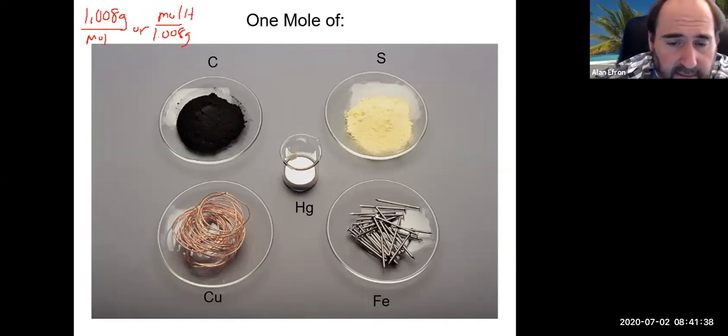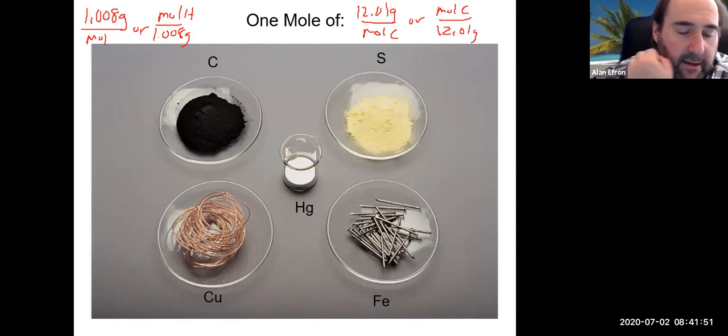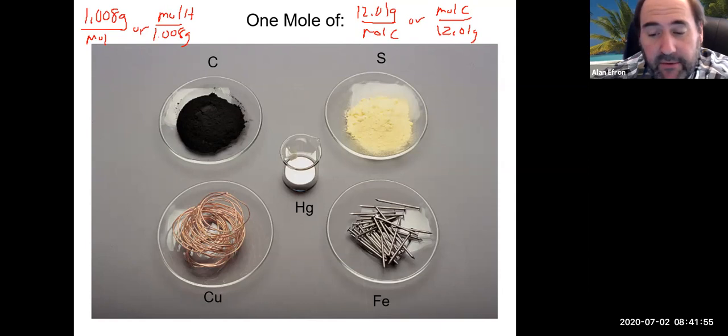You could do that for anybody as well. Again, for carbon, you could say there's 12.01 grams per mole of carbon, or in a mole of carbon, there's 12.01 grams. So really, atomic molar mass and Avogadro's number are just conversion factors that allow us to go through different units. And we go through different units by using these conversion factors and dimensional analysis.